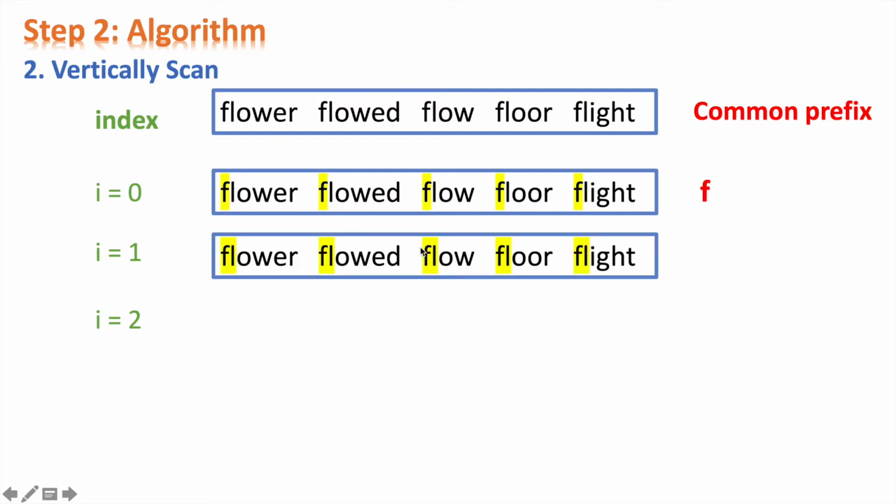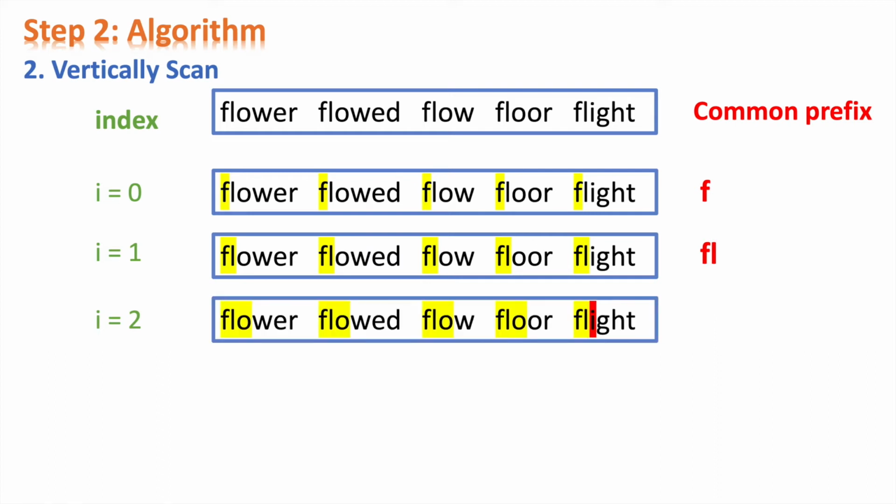Then I is 1. We check the character with index 1 in each string. It's all L, so the common prefix becomes FL. Then I is 2. We check the character with index 2 in each string. It is letter O in the first 4 strings. However, in the 5th string, flight, the character with index 2 is I, so it's not part of the common prefix. Till now, after 3 iterations, we find our final result, which is FL as the longest common prefix.